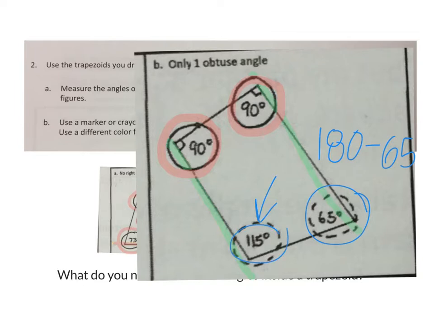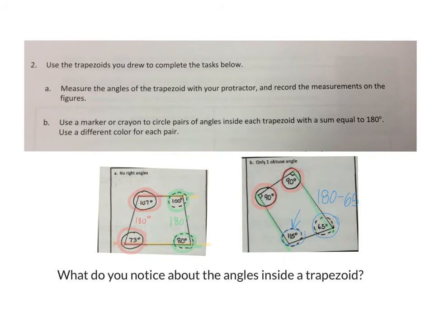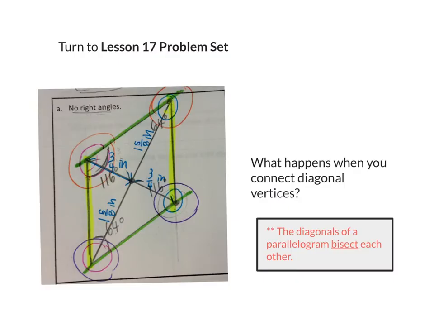So based on this, what do you notice about the angles inside a trapezoid? There are two pairs of angles that add up to 180. What's the total measurement of degrees inside? 360 degrees. Okay.